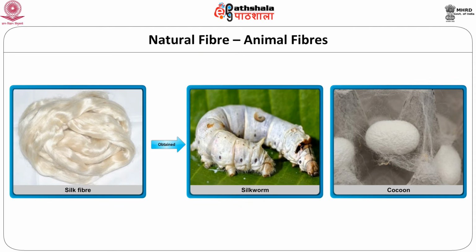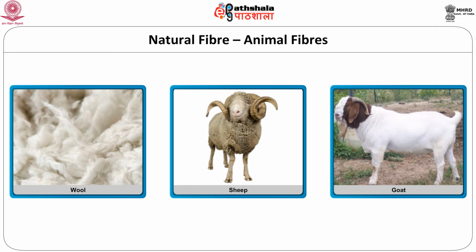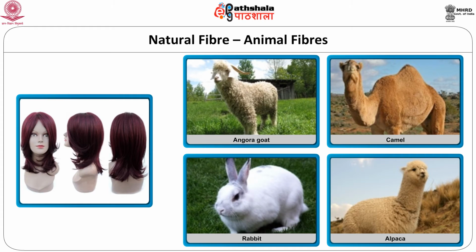Silk fiber or filament is obtained by unwinding the cocoons of the silkworm. These fibers are generally fine, smooth and lustrous. Wool refers to the hair of the domestic sheep or goat. These fibers are coarse, crimpy, warm and dull. Hair fibers are the minor fibers obtained from the hair of animal species like angora, camel, rabbit and alpaca.